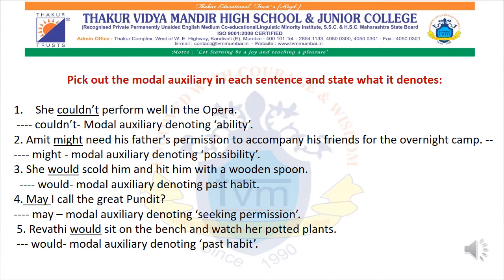Revati would sit on the bench and watch her potted plants. So we see what Revati used to do. In this particular sentence, Revati would sit on the bench and watch her potted plants. Would is there. So very good. It is the past habit of a particular person, that she used to like to sit on the bench and watch the potted plants.